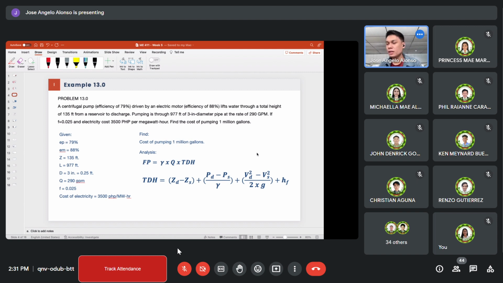A centrifugal pump with efficiency of 79% is driven by an electric motor having an efficiency of 88%. It lifts water through a total height of 135 feet. Later on, we'll discuss that. From a reservoir to the discharge, pumping is through 977 feet of 3 inches diameter pipe at the rate of 290 gallons per minute. If the friction factor is equivalent to 0.025 and the electricity cost is equivalent to 3,500 pesos per megawatt hour, find the cost of pumping 1 million gallons.